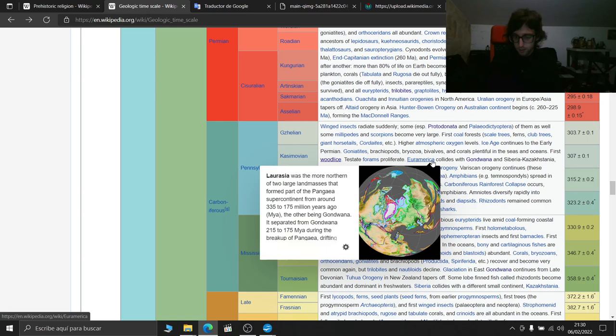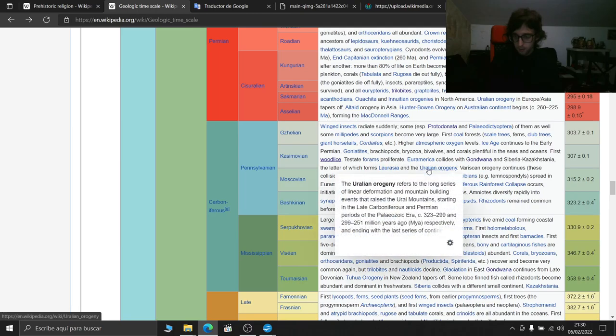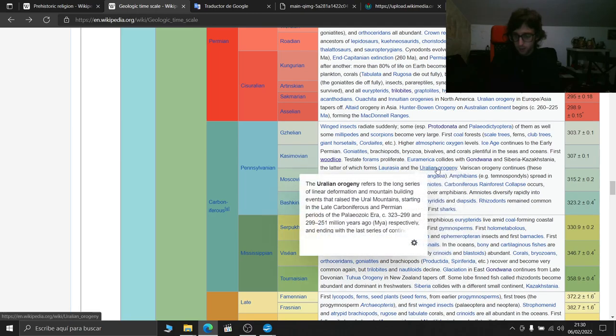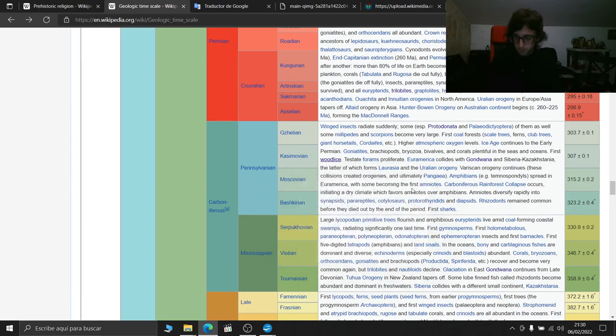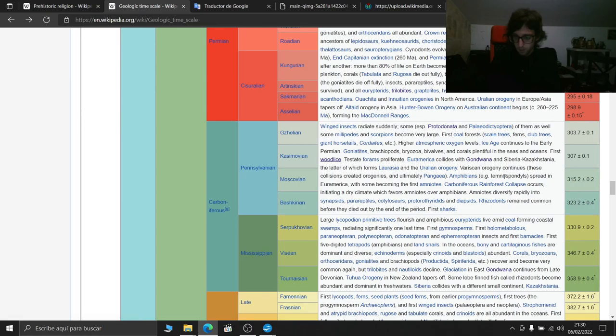Euramerica collides with Gondwana, which forms Laurasia and the Uralian orogeny. Okay, this is important. Amphibians spread in Euramerica, with some becoming the first amniotes.